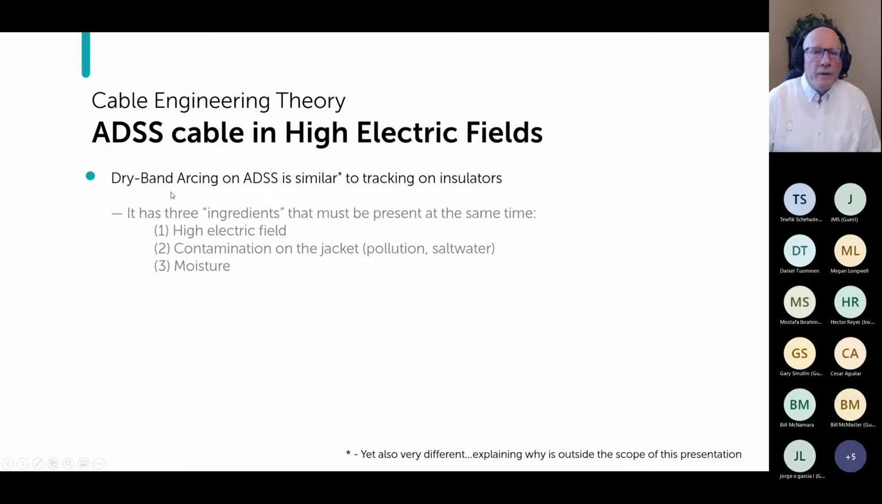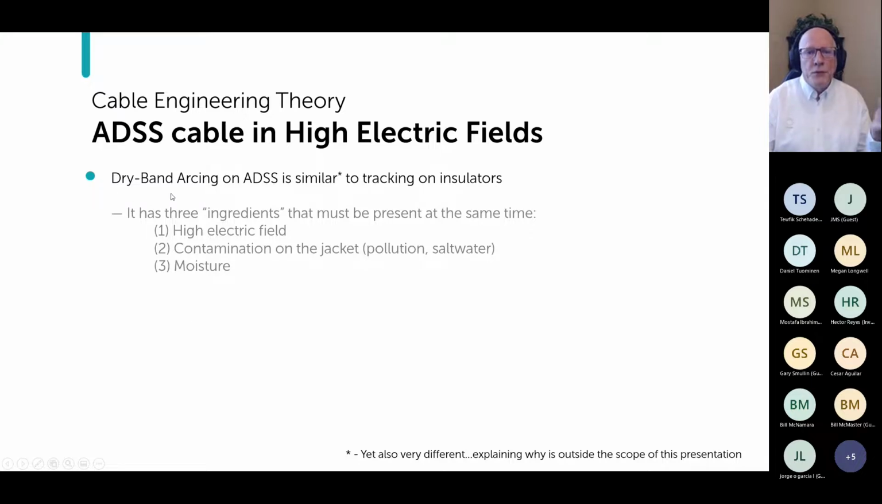Dry band arcing, I mentioned, is the other problem with ADSS, and it's basically similar to tracking on insulators. Now, I put a little asterisk here because, again, I know some electrical engineers would say, well, Mike, yeah, but it's also different like this and that. And there's truth to that. But the analogy, I think, is still a valid one to get a handle on the problem, why it's happening, and what you can do about it so that you don't have it. So discussing exactly the differences between dry band arcing and tracking on insulators is beyond the scope of this presentation, but they're similar in some important ways.